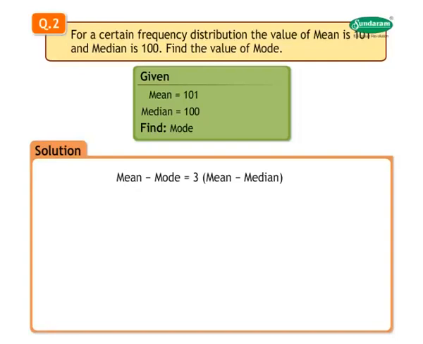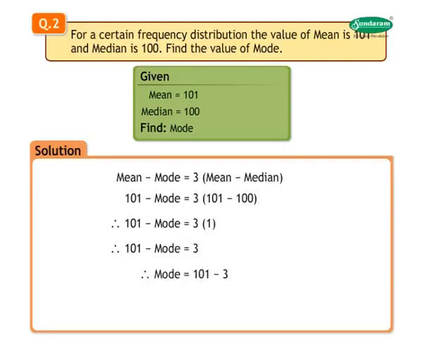Substituting the values of mean and median in the equation, we get 101 minus mode is equal to 3 into (101 minus 100). 101 minus mode is equal to 3 into 1. 101 minus mode is equal to 3. Mode is equal to 101 minus 3, which is equal to 98. Therefore, the value of mode is 98. Now let us solve problem set.